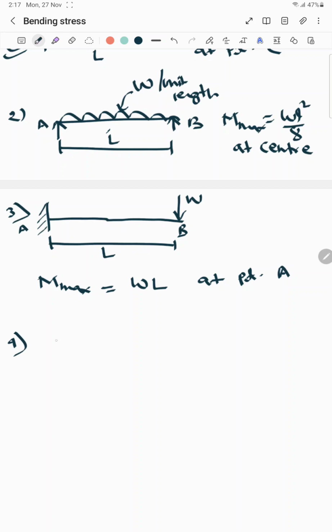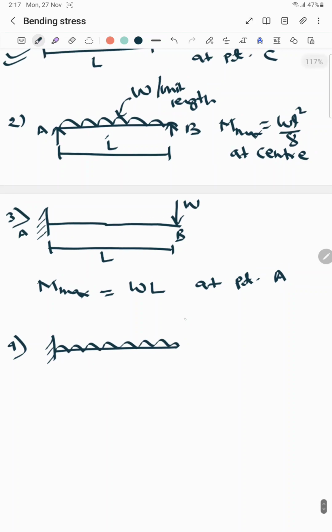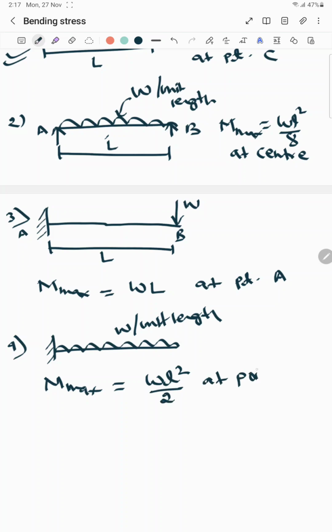And the last one is for the cantilever when UDL load is acting on this type of beam, W per unit length, then the maximum bending moment will be WL square upon 2 at point A.